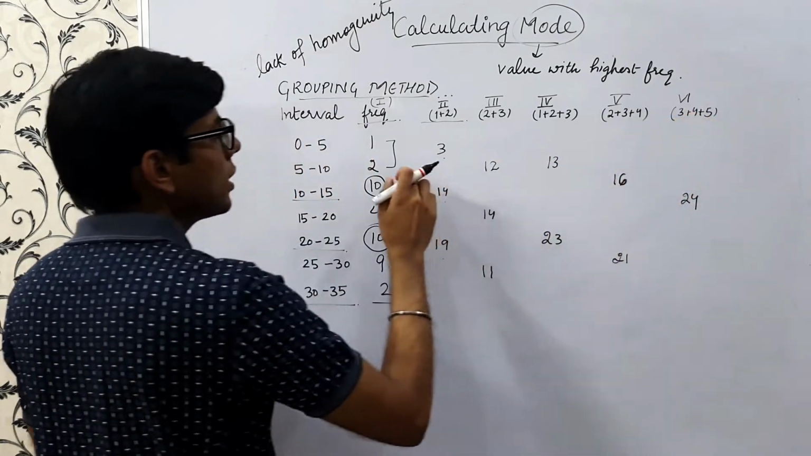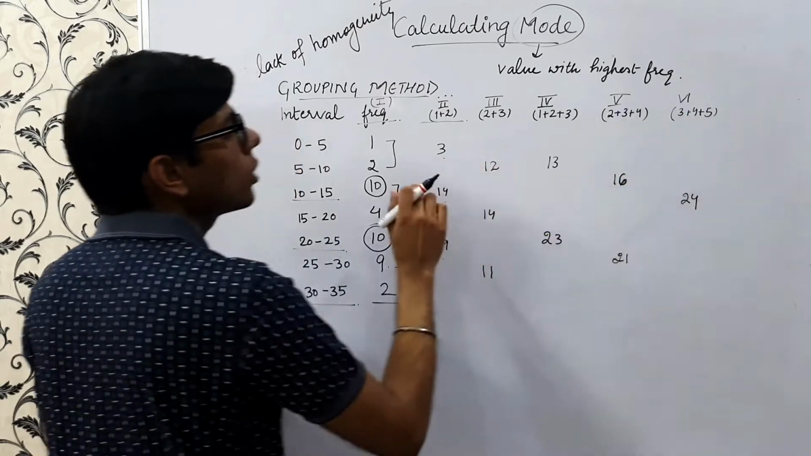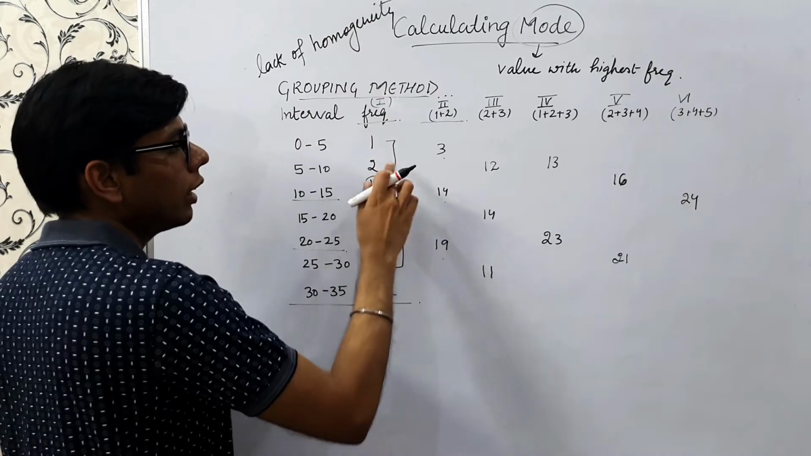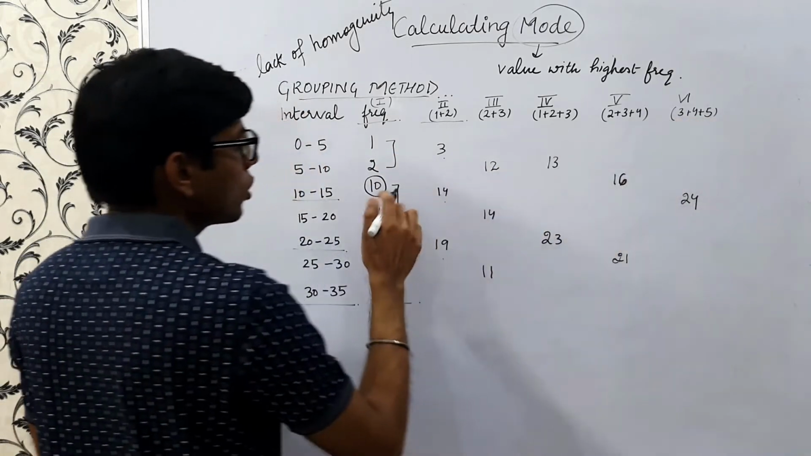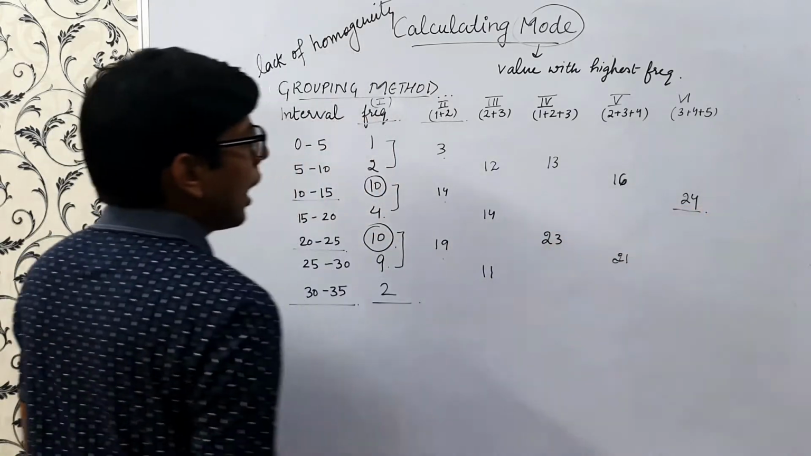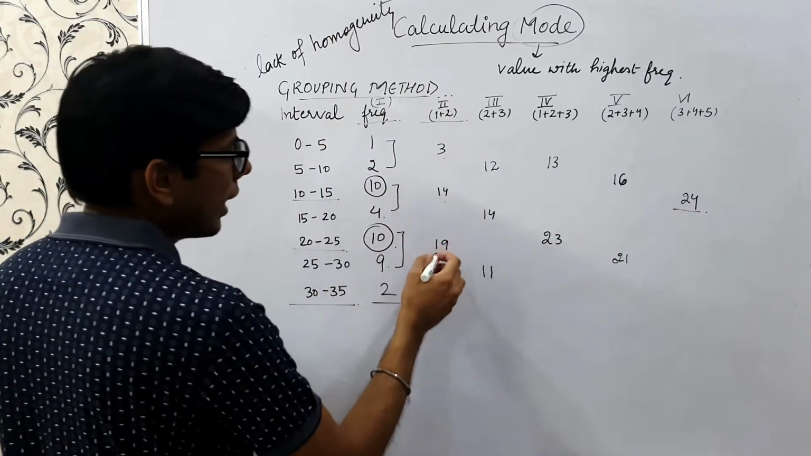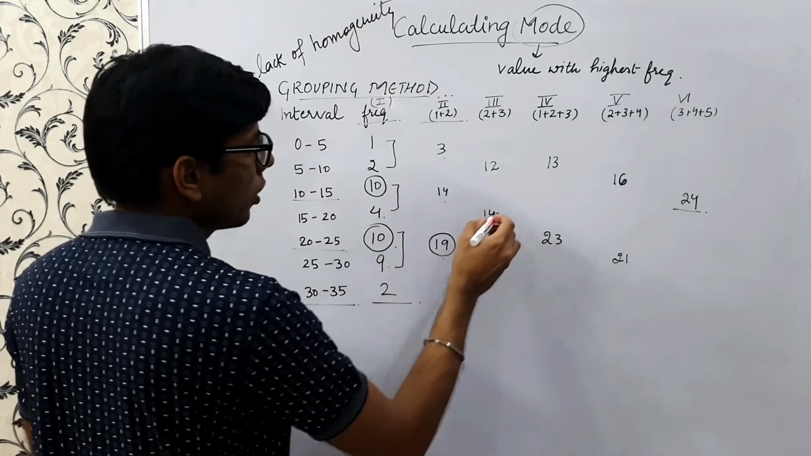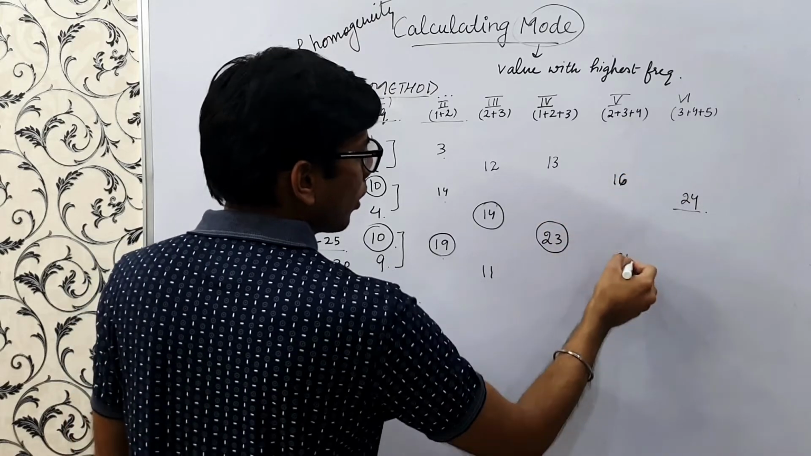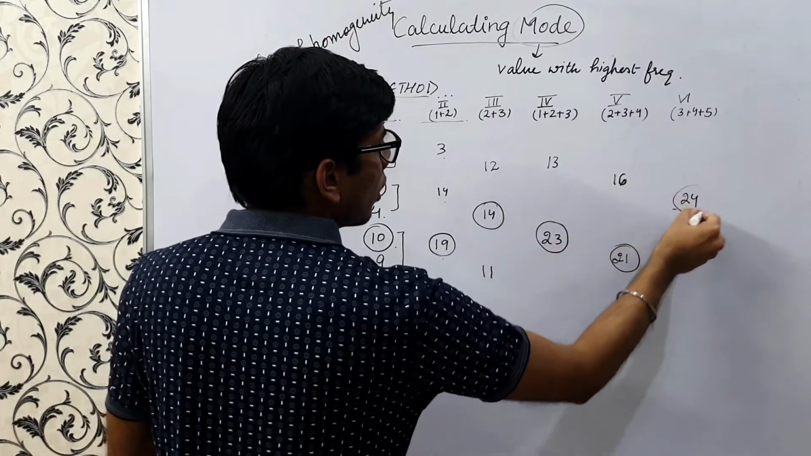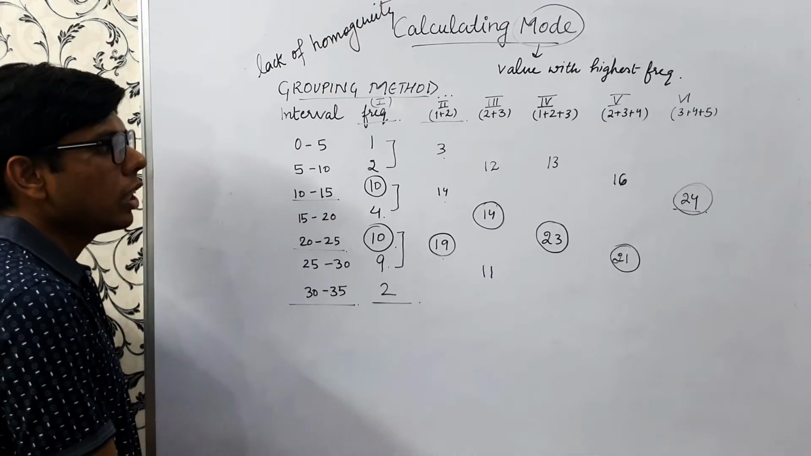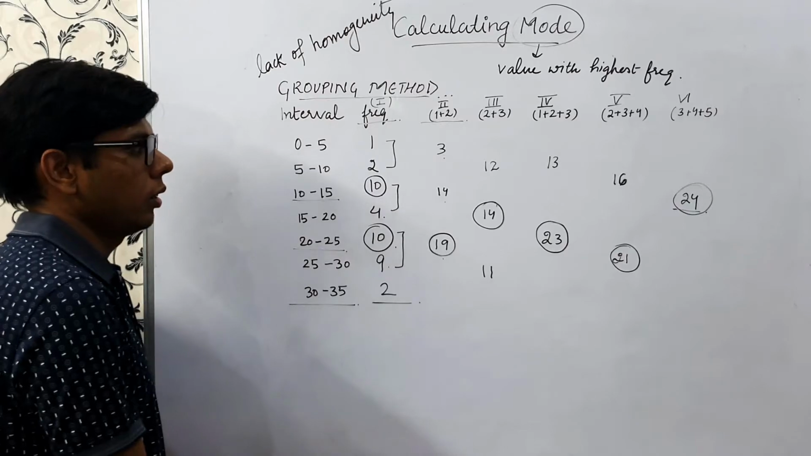So what does this state? That leave the first 2 observations. Leave the first two observations, 1 and 2 we leave it, and then we take the sum of 3 consecutive. It's 10 plus 4 plus 10, it's 24. And now in each column find the maximum frequencies. So I have circled the maximum frequencies in each of the columns.